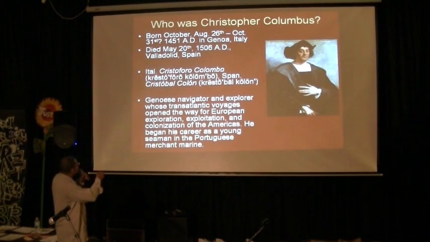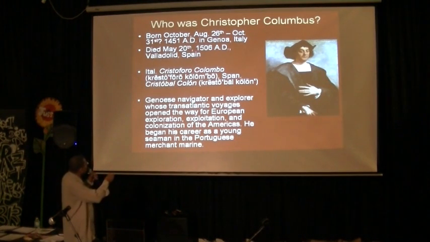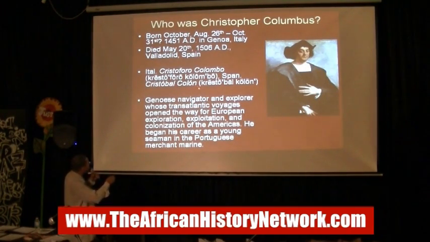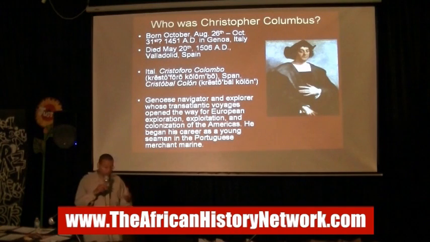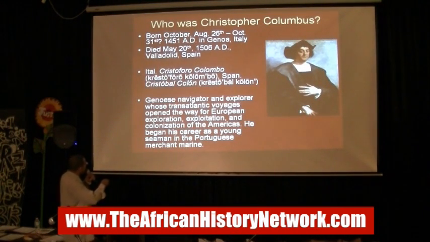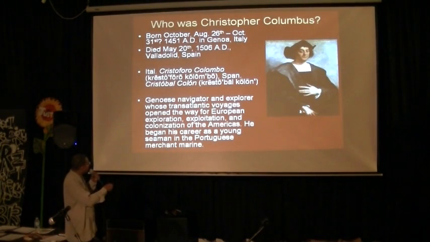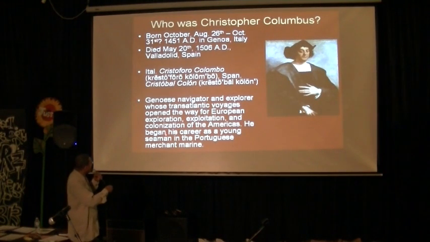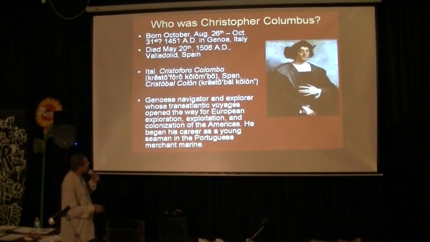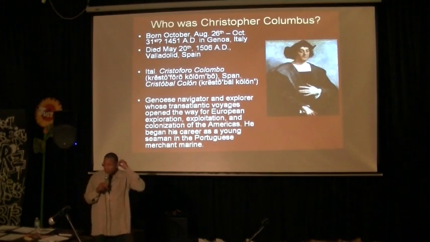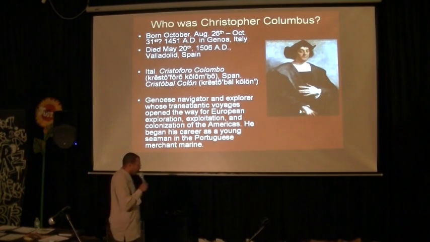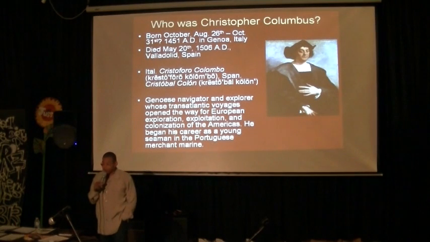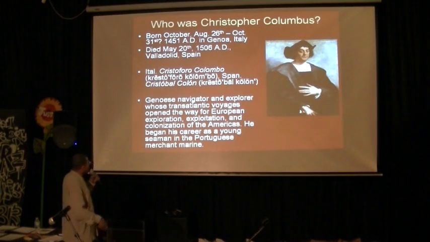All right, his actual name in Italian is Cristoforo Colombo. In Spanish it is Cristobal Colon, and it's Americanized or anglicized to Christopher Columbus. But he was a Genoese navigator and explorer whose transatlantic voyages opened the way for European exploration, exploitation, and colonization of the Americas. He began his career as a young seaman in the Portuguese merchant marine. Also, we find him sailing around the west coast of Africa in 1482, picking up slaves as well. And we see the Portuguese around 1441, 1442 on the west coast of Africa, picking up slaves as well.